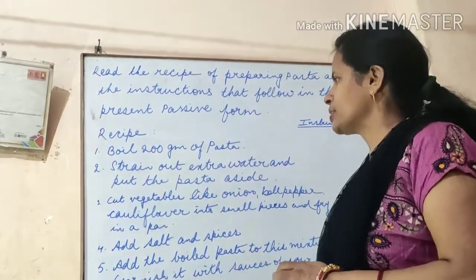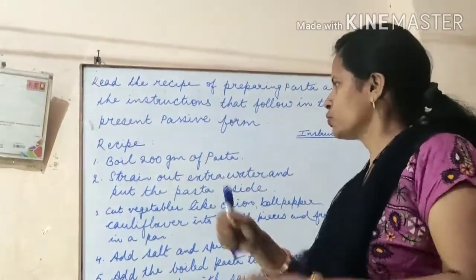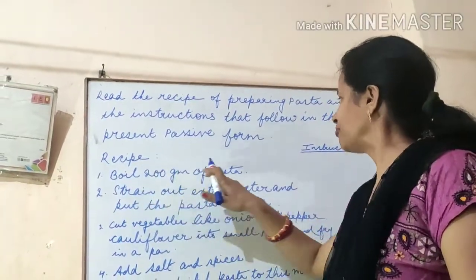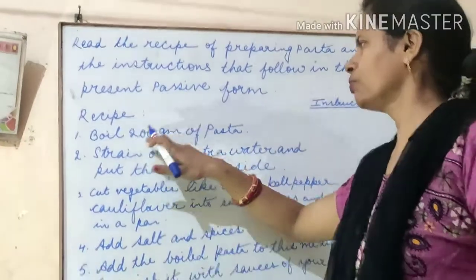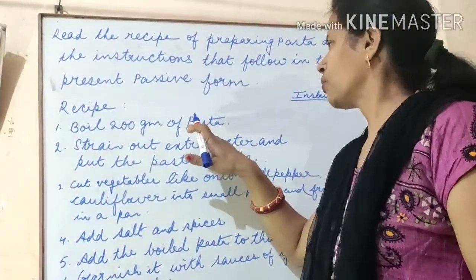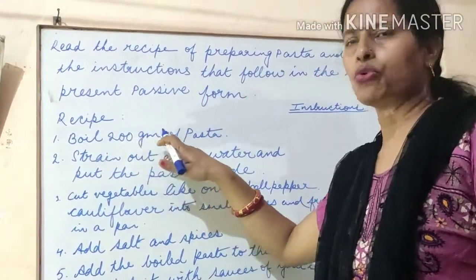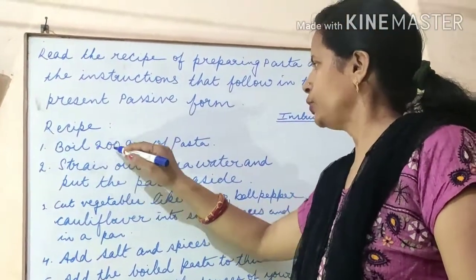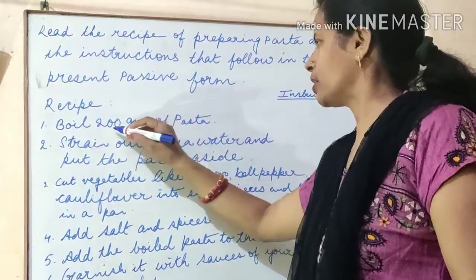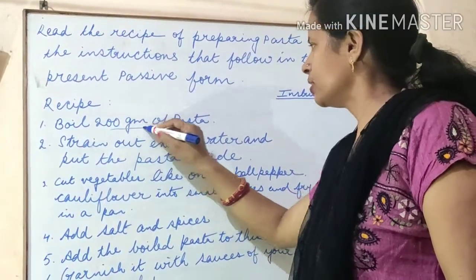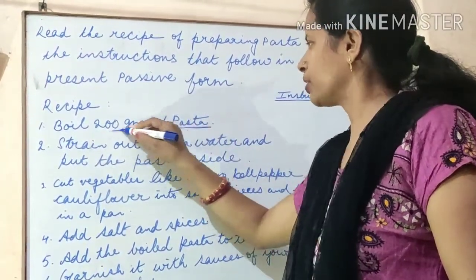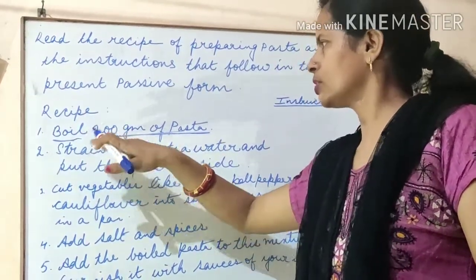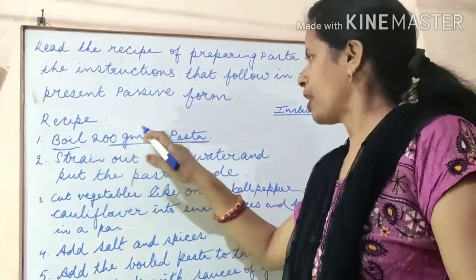What is the subject here? The subject is hidden here. So you don't bother about the subject because you have to change this into passive voice, where the action done is more important than the doer. So, boil 200 gram of pasta. This is the object. This is the verb. Boil what?